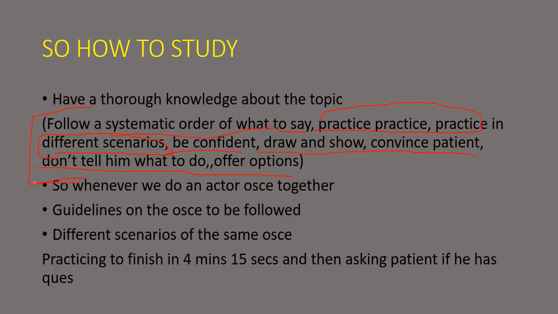So whenever we at planore would do an OSCE or an actor OSCE together, we would provide you with notes for the RCS guidelines as well as in a written format how you need to speak. We would try and give you different scenarios of the same actor OSCE, and we would give you tips in practicing in less amount of time so that you can utilize the rest of the time in asking the patient if he has any questions. Because usually in an exam scenario, the patient has 1 or 2 questions and it's always better to answer them as well before leaving the room.